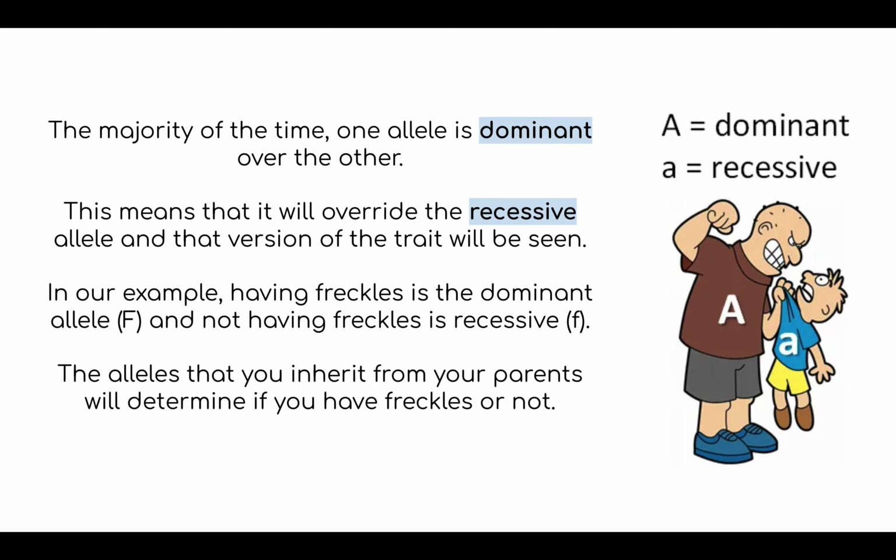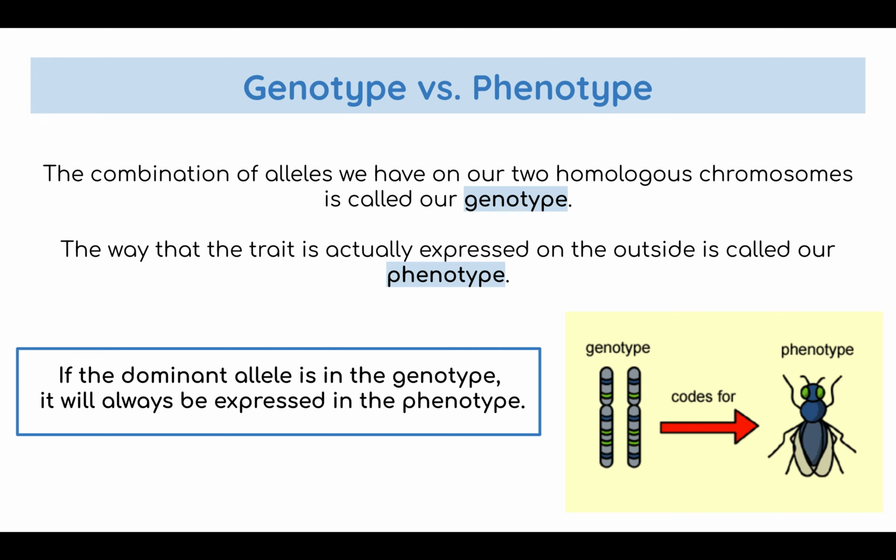So the two alleles that you inherit from your parents will determine if you have freckles or not. So if you inherit one of the big F's, it will be dominant and it will be shown and you will have freckles. If you inherit two little f's from both parents, then you won't have freckles. The combination of those two alleles, or those two letters, on the two chromosomes that you inherit from your parents is called the genotype.